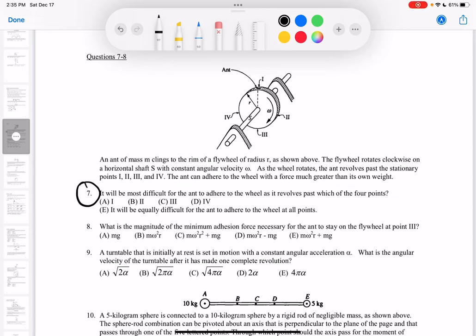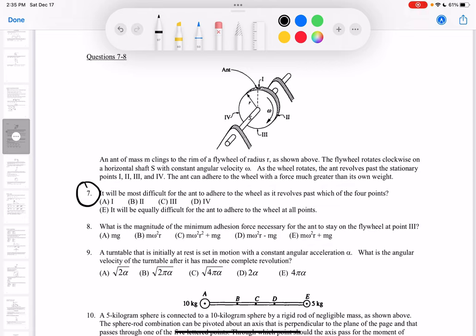Hello, let's look at number 7. So, we have this little diagram here for both 7 and 8. An ant of mass m clings to the rim of a flywheel of radius r, as shown above. The flywheel rotates clockwise on a horizontal shaft s with a constant angular velocity omega.